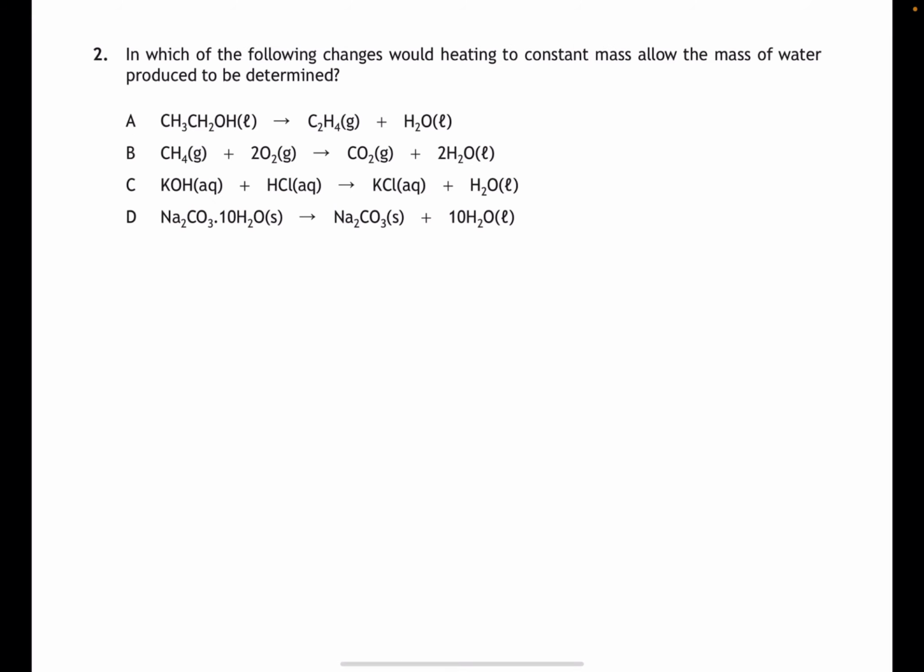Question 2. In which of the following changes would heating to constant mass allow the mass of water produced to be determined? When you're heating to constant mass, you're taking your solid product and you're weighing it, heating it, allowing it to cool in a desiccator, and then re-weighing. You repeat this cycle until the mass does not change. To find the mass of water, you would be heating up a product which has water attached to drive off the water, but that substance itself must be solid. The only equation here with a solid involved is D.